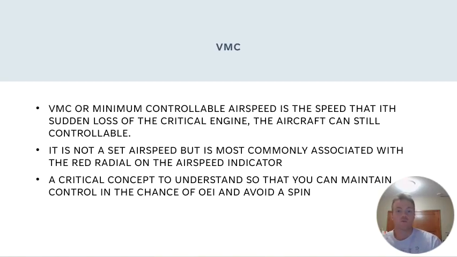It's not a set airspeed, but it's most commonly associated with the red radial, which is determined by test pilots when the aircraft rolls off the factory floor with a set of certain conditions. If these conditions are met, then that red radial is going to meet the VMC requirements. But there are a lot of things that could change that, so there are a lot of different situations where you can get VMC. So understanding and knowing the signs of VMC, rather than just the conditions in which it could happen, is more important. It's a critical concept to understand so that you can maintain control of the aircraft in the chance of one engine inoperative and to avoid a spin.